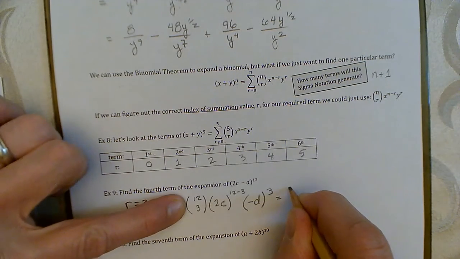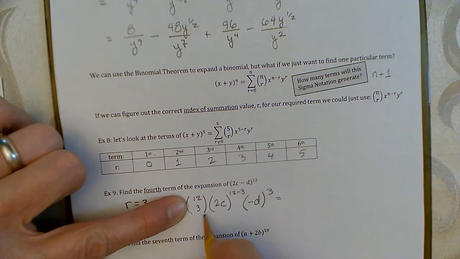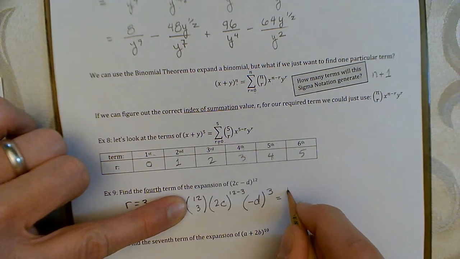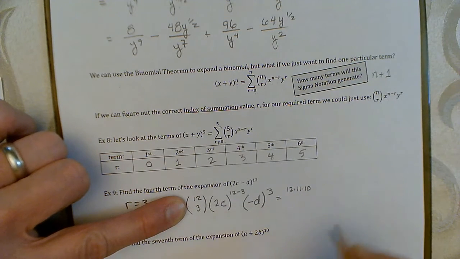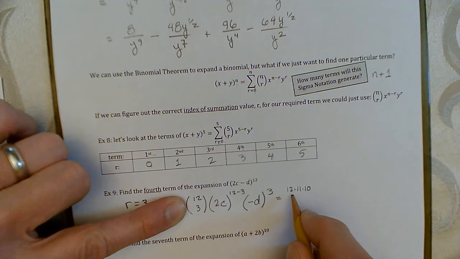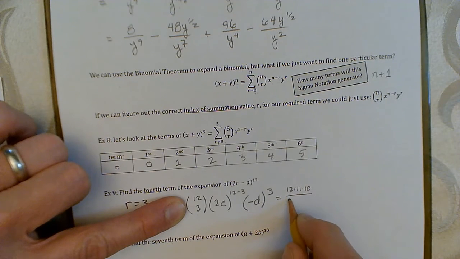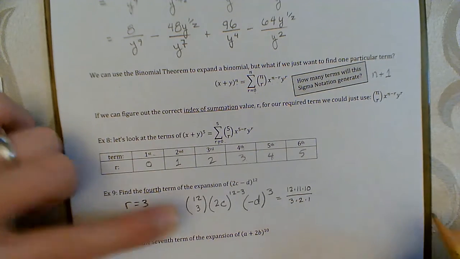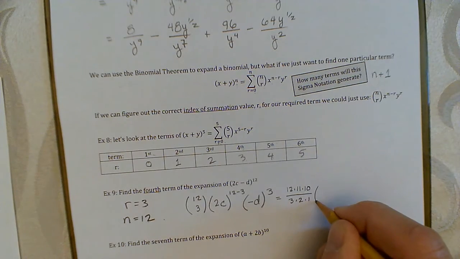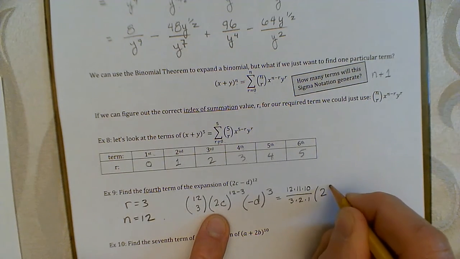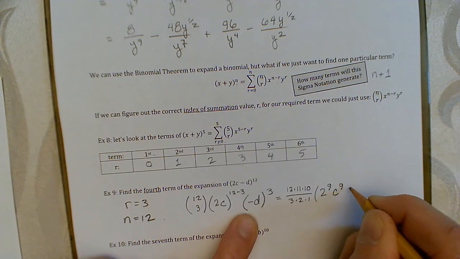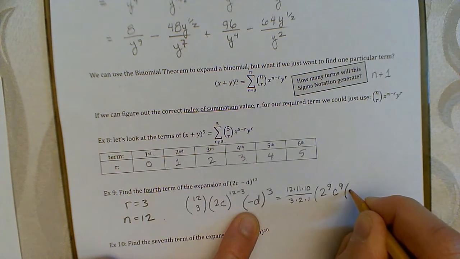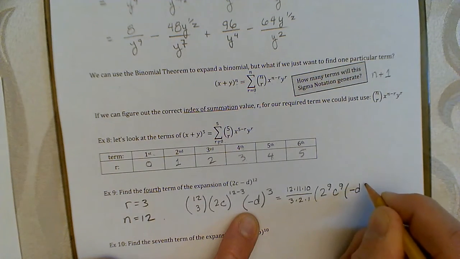All right, so this is, remember, 12 factorial over 3 factorial, 9 factorial. So I'll be left with 12 times 11 times 10, and then the 9 factorial cancels with the 9 factorial on the bottom. And on the bottom, I still have my 3 times 2 times 1 if I want, okay? And then this becomes 2 to the 9th, C to the 9th, and then negative D to the 3rd.